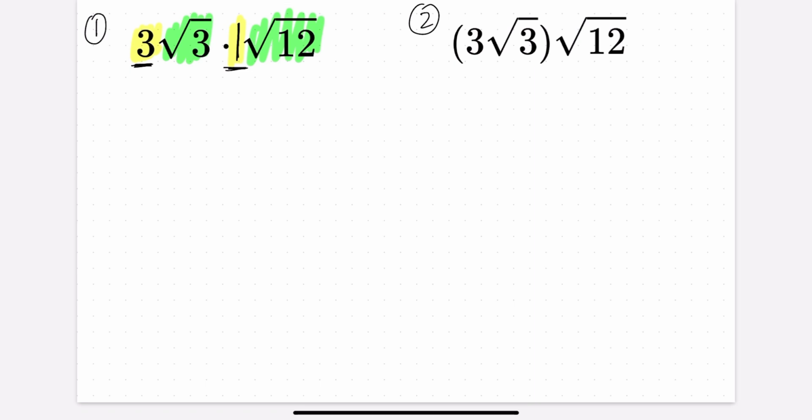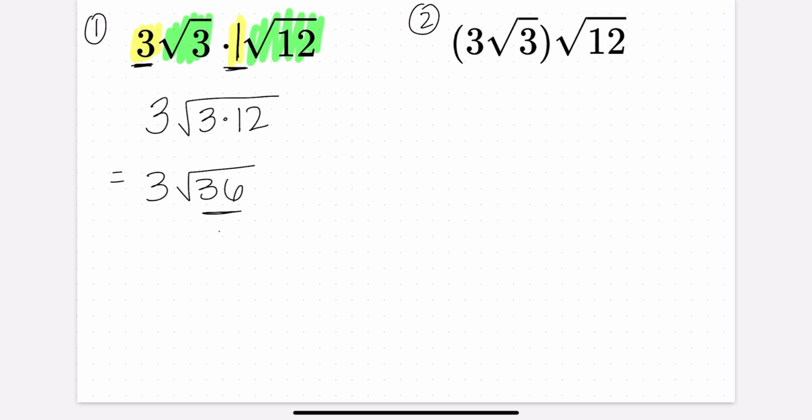If you multiply your coefficients, coefficient times coefficient, your answer will also be a coefficient. So 3 times 1 is a coefficient of 3. Now, square root of 3 is irrational. Square root of 12 is irrational. But what happens if you multiply those two together under the same radical symbol? You might notice that you get a perfect square. In that perfect square, square root of 36 can be simplified to just say 6. So now our answer is 3 times 6 and can be evaluated to say 18. And that is your final answer.